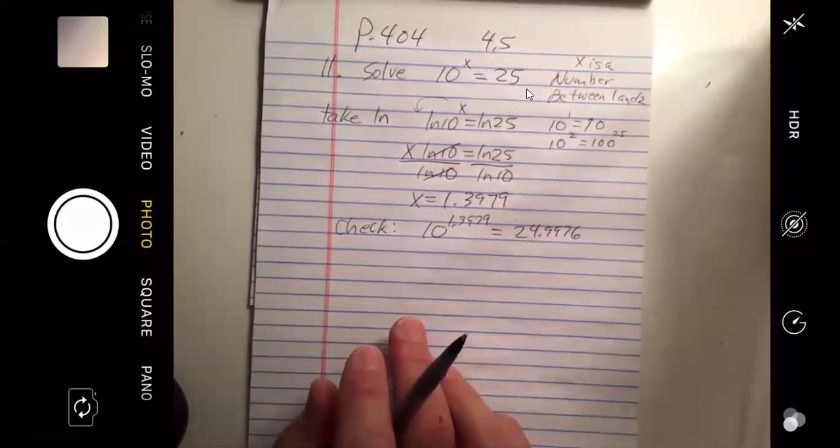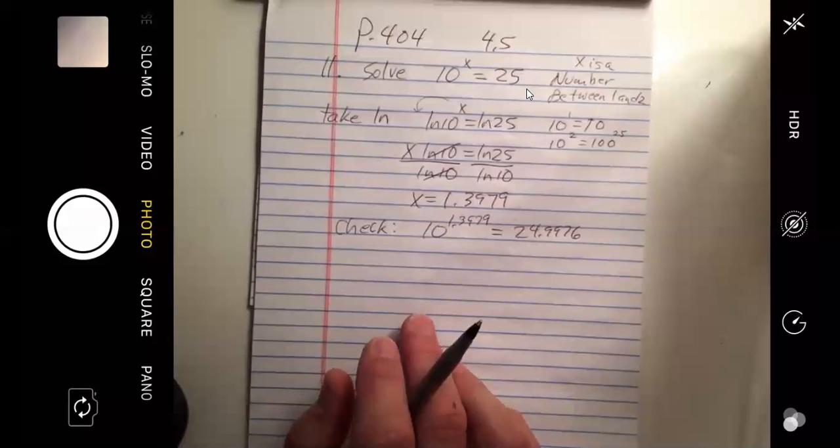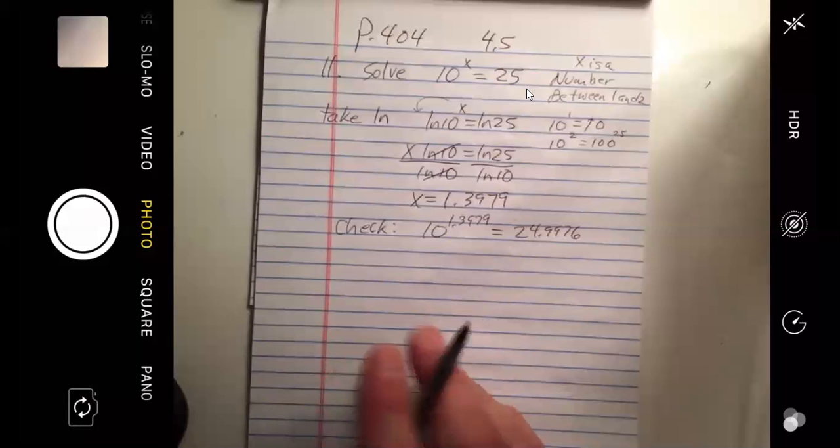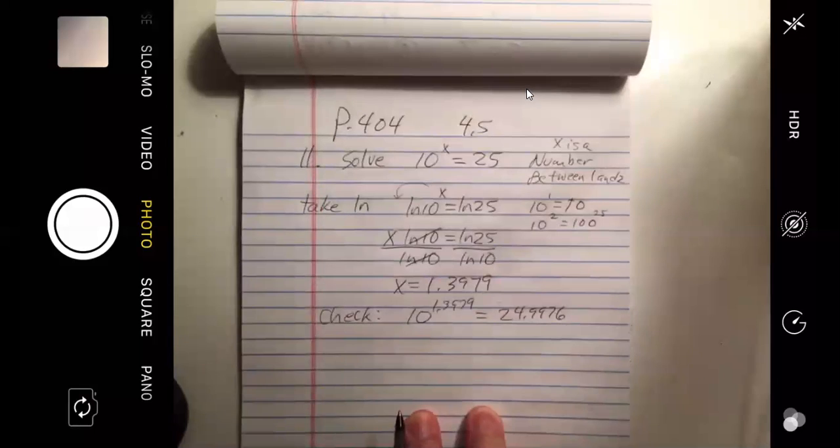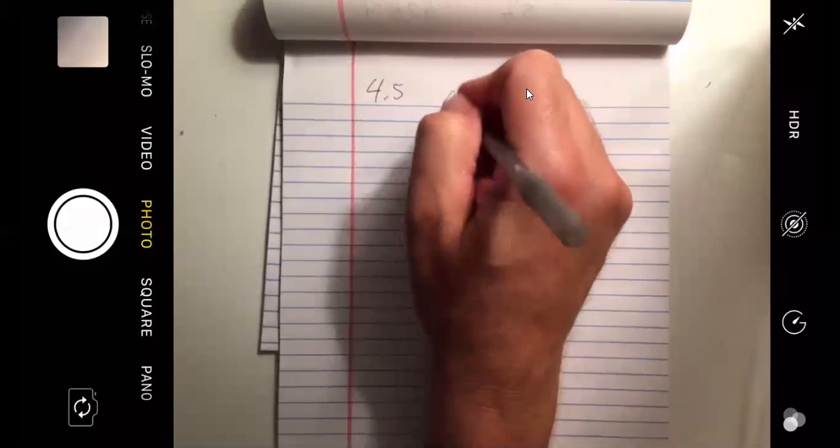Can you do 37 because it's in a fraction? Absolutely. Let me start so I don't have to switch paper in the middle of the problem. Let me go ahead and start on the top of the paper. Section 4.5, page 404, number 37.